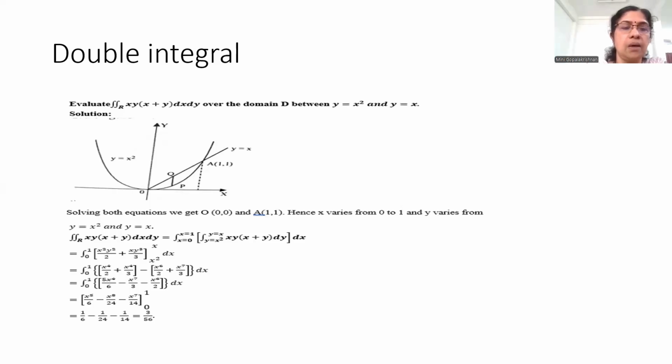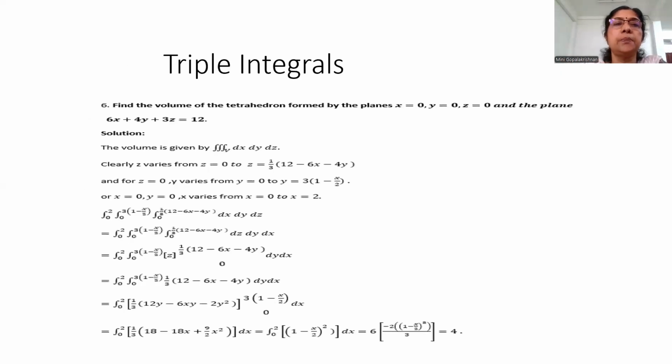So in this example, they have taken y as the inner limit and x as the outer limit, and we go ahead with the calculation. We get 3/56. Now we'll have a look at the triple integral.